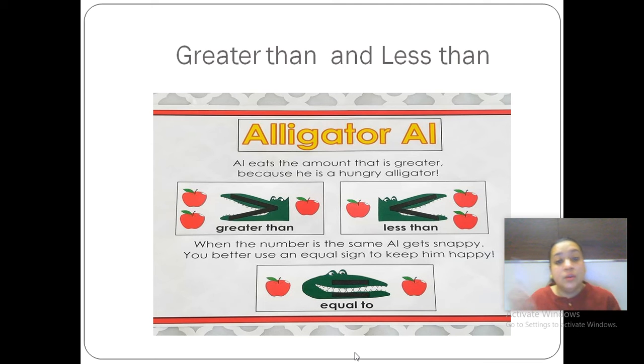Yes or no? Okay. Now we have 3 pens in one hand and no pen in this hand. So alligator will open his mouth towards 3. Yes or no? So alligators always eat the greater number because he is hungry.